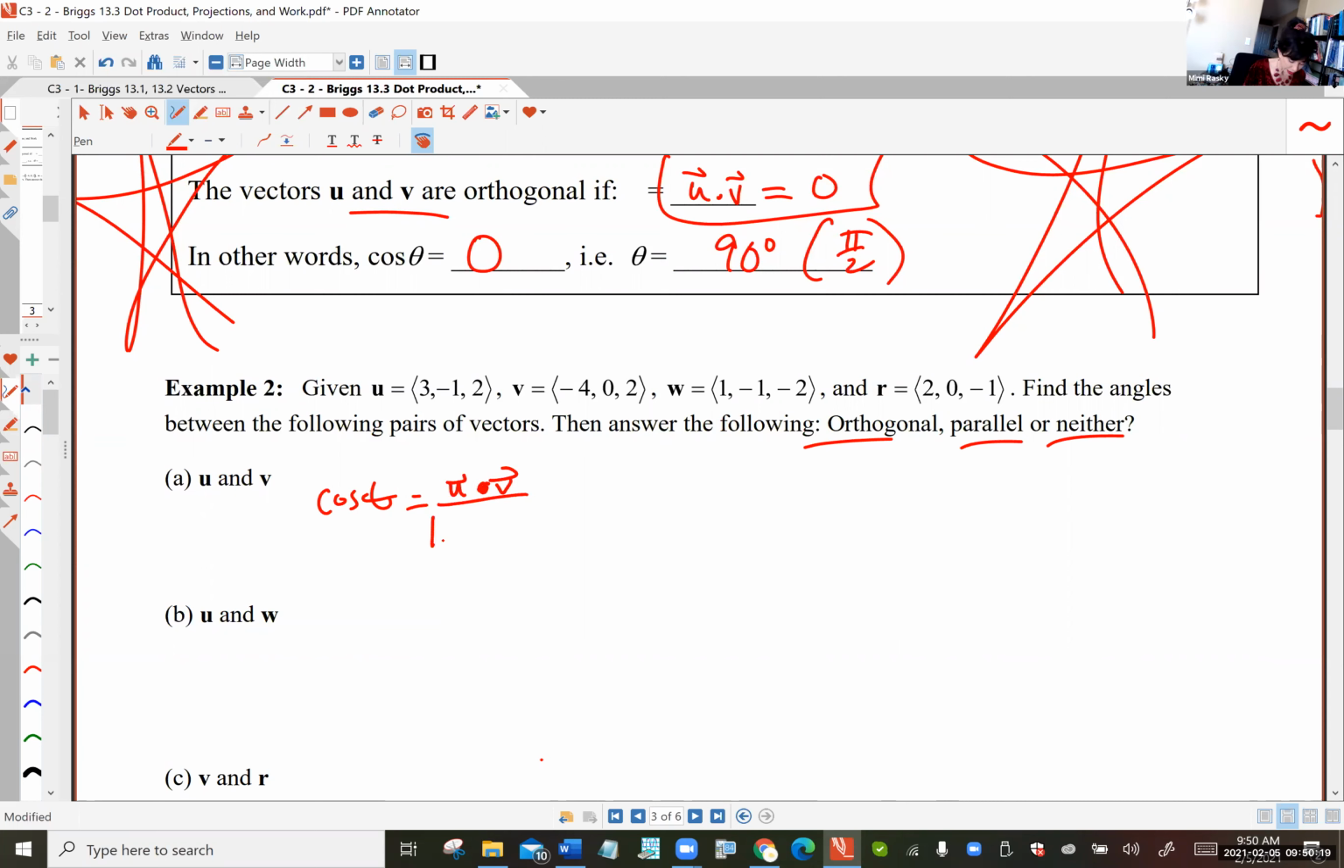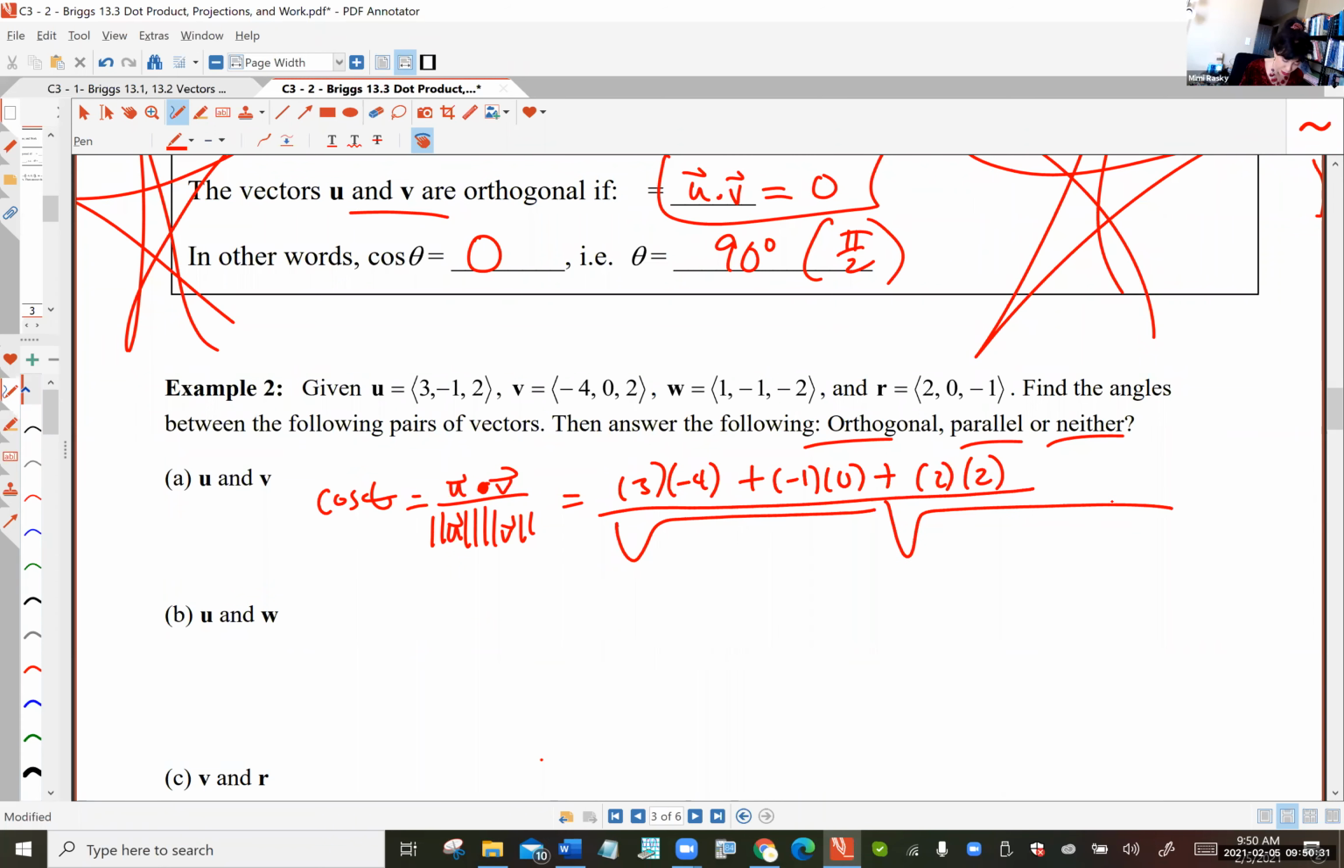that's a dot product, divided by the product of the magnitudes. So I'm going to do this on the fly. We're going to go 3 times -4 plus -1 times 0 plus 2 times 2 all over the product of 2 square roots, square root of 3 squared plus 1 squared plus 2 squared. And then this one's the square root of 4 squared plus 0 squared plus 2 squared. And this is a hot mess.